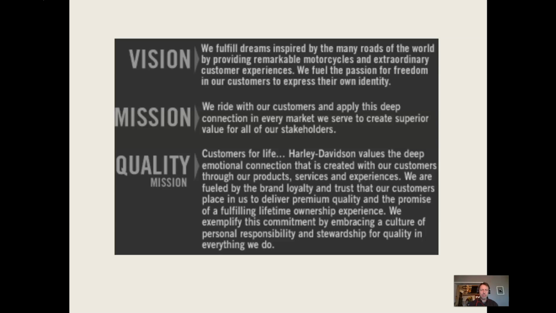Often I talk about mission and vision similarly. Most people who have both would define them slightly differently, in that mission is what keeps us in business, why we exist, our kind of dream. So here, we ride with our customers, implying this deep connection in every market we serve to create superior value for all our stakeholders. And the vision is more the feel that you want the company to leave stakeholders with.